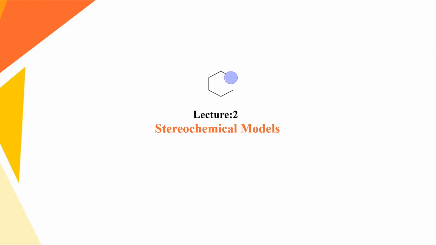Now, in the literature there are many kinds of stereochemical models, such as the Cram model, Cram chelate model, and then the Felkin Ahn model, Zimmerman Traxler model, and Ireland model. There are so many models, but for simplicity, in this class we mainly talk about the Cram model as well as the Felkin Ahn model.